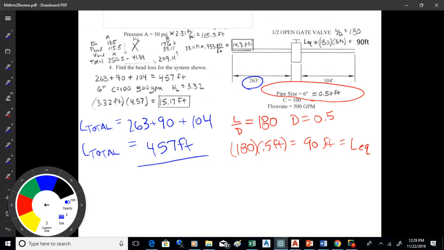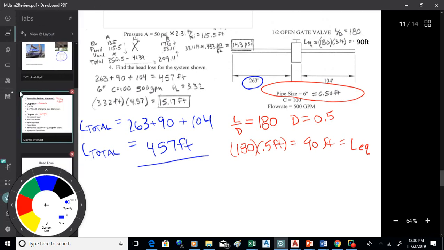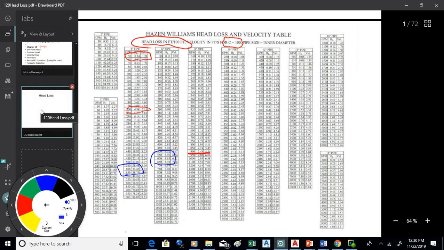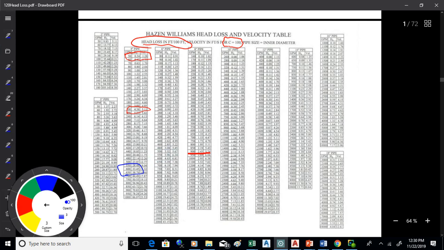All right, now once you've got that, you've got 6-inch pipe with 500 gallons per minute, C100. You want to figure out what's the head loss per 100 on that. So you want to go to the chart on page 108. And you want to go ahead and find that. And what we've got for that, I think we were 6-inch and 500. 3.32, I think. Okay.